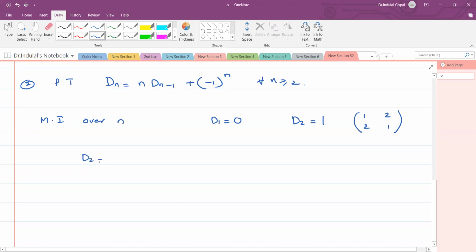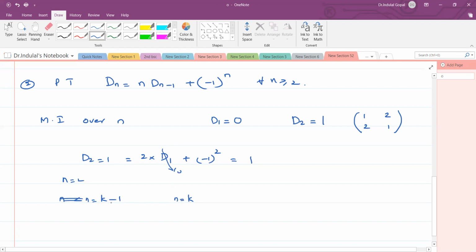Now D2 equal to 1 can be written as 2 into D1 plus minus 1 the whole square. That is true. D1 is 0, and minus 1 square is 1. So the result is true for n equal to 2. So we assume that the result is true for all n less than k, that is, for k minus 1. We assume that the result is true for n equal to k minus 1, and now we prove that the result is true for n equal to k.